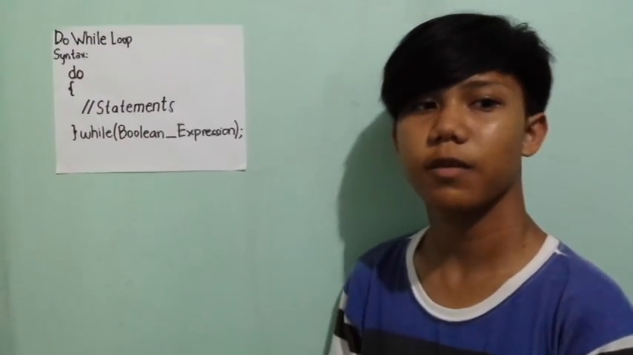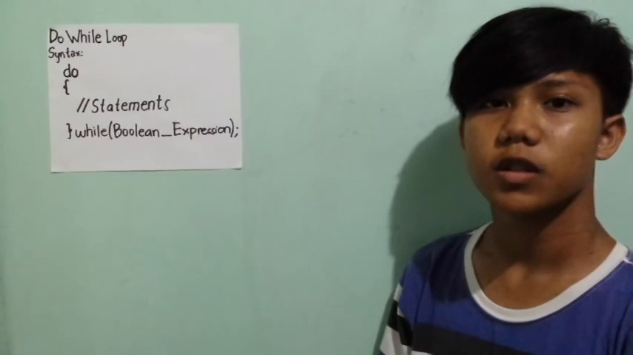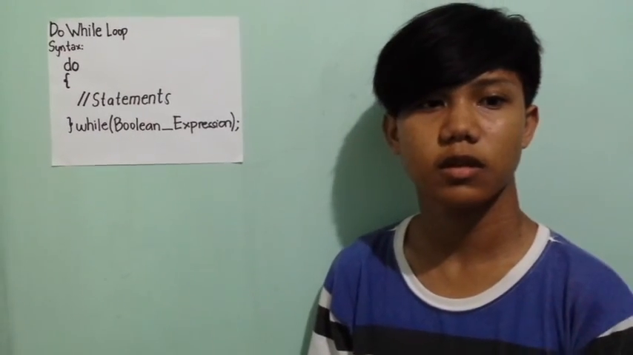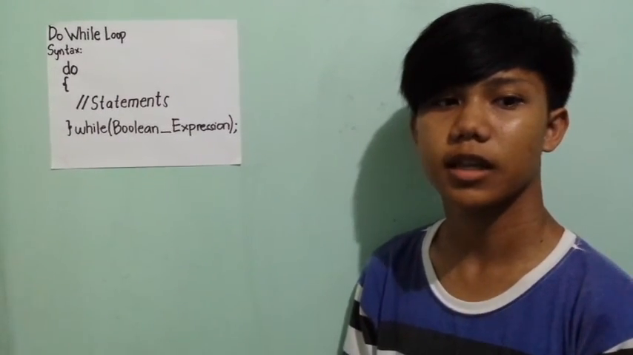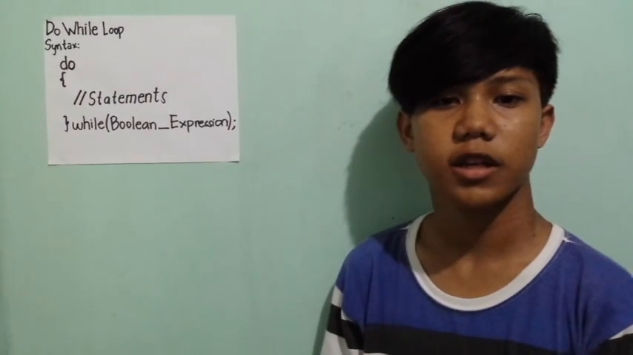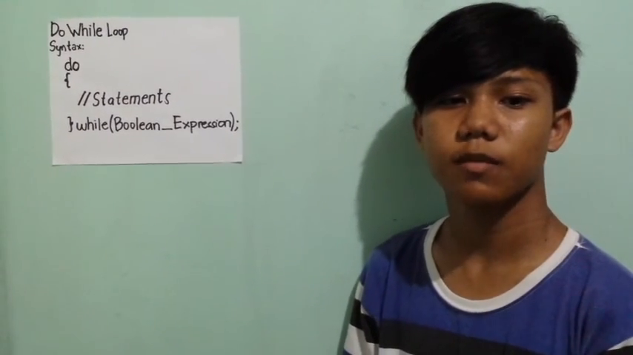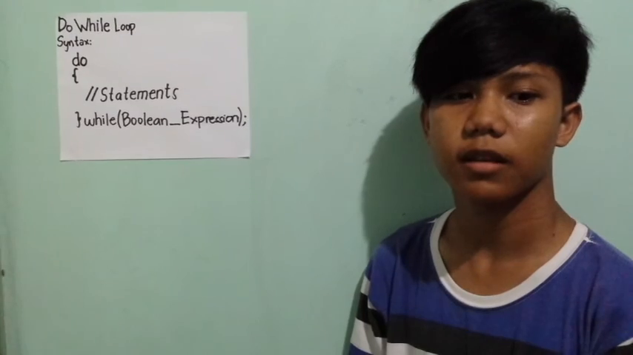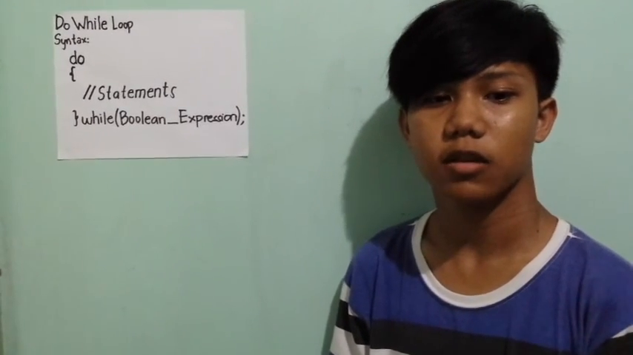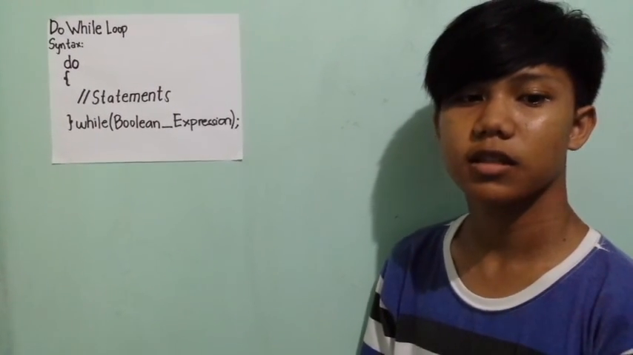Notice that a Boolean expression appears at the end of the loop. So, the statements in the loop execute once before the Boolean is tested. If the Boolean expression is true, the control jumps back up to the statement, and the statements in the loop execute again. This process repeats until the Boolean expression is false. Now, I will show you how to make a program that displays the value of x from 1 to 10 using the do-while loop.